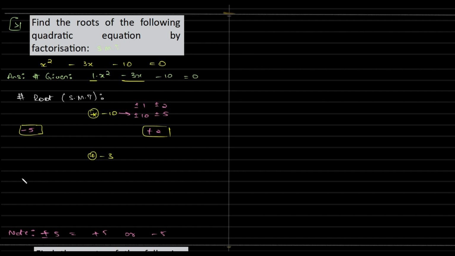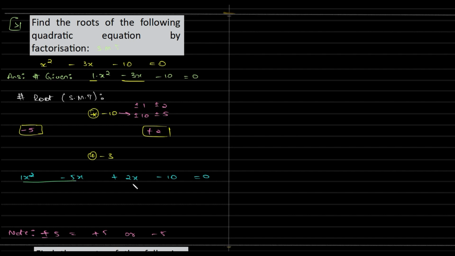So we just have to write the middle term as, instead of minus 3x, minus 5x plus 2x minus 10 is equal to 0. The first and the last term ought to be copied, and the middle term is split. That's why it's called splitting the middle term.